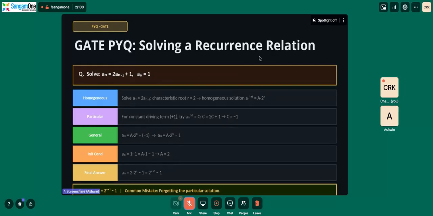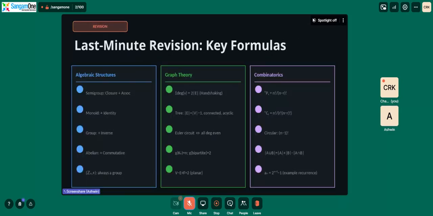Gate PYQ. You can note it down, screenshot it for reference. These are the key formulas for revision.